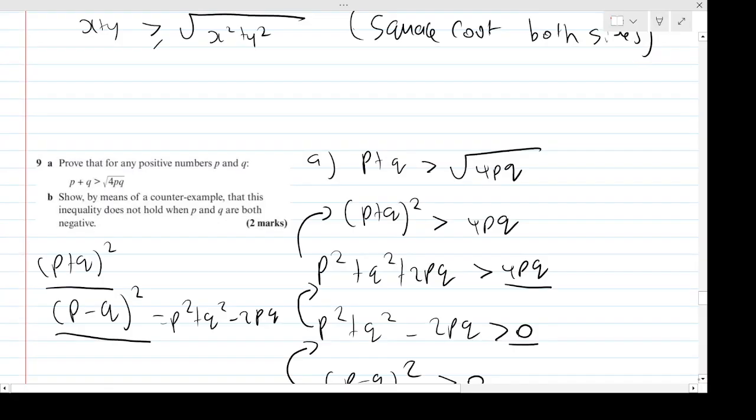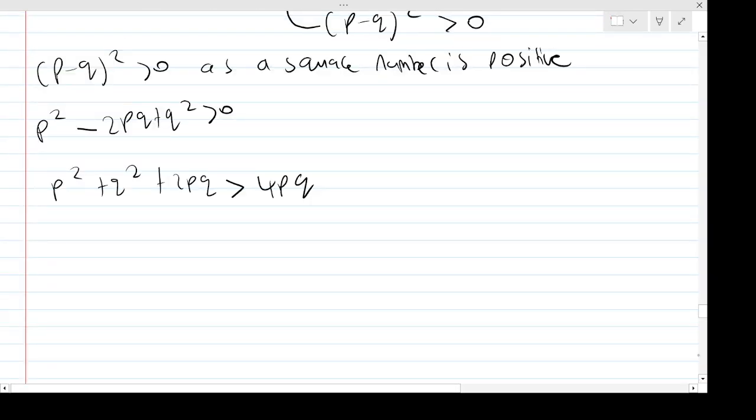And then, well, I recognise that this expression now is p add q squared, right? If I expanded that bracket, that's exactly what I get: p squared and q squared add 2pq. So I can substitute that in to get p add q all squared is greater than 4pq. And again, as I remind you, with these questions we are going to be using these brackets, p add q squared or p minus q squared.